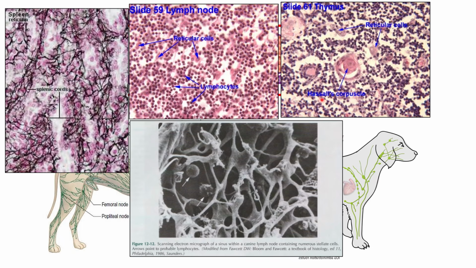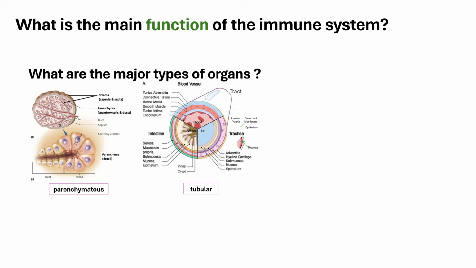As in, nahu-hustle ka na ba sa dami ng parts ng ating lymphoid organ system. But anyway, these Hassall's corpuscles are also called your thymic corpuscles. We will be talking more about that in detail later.